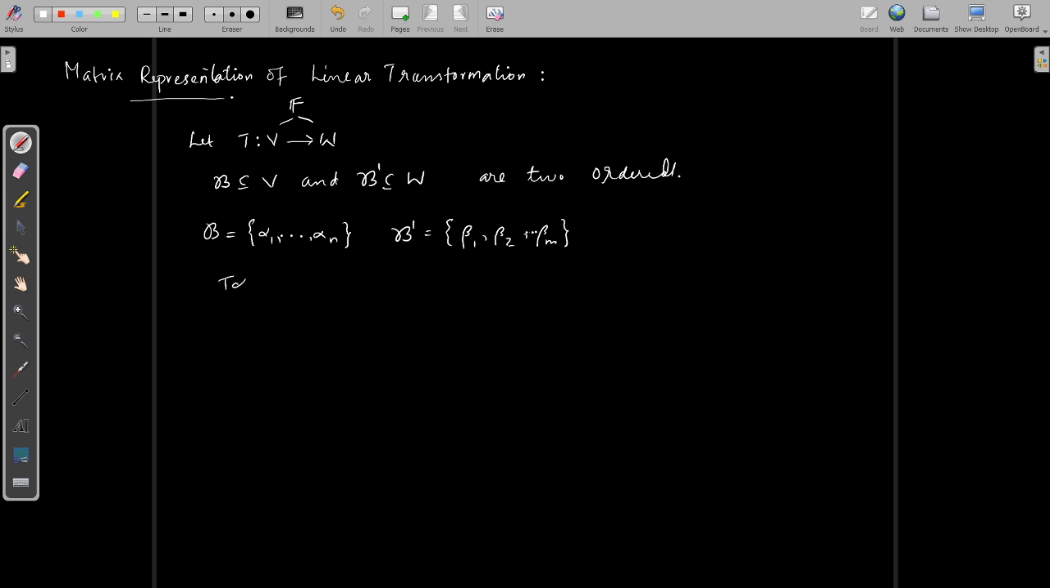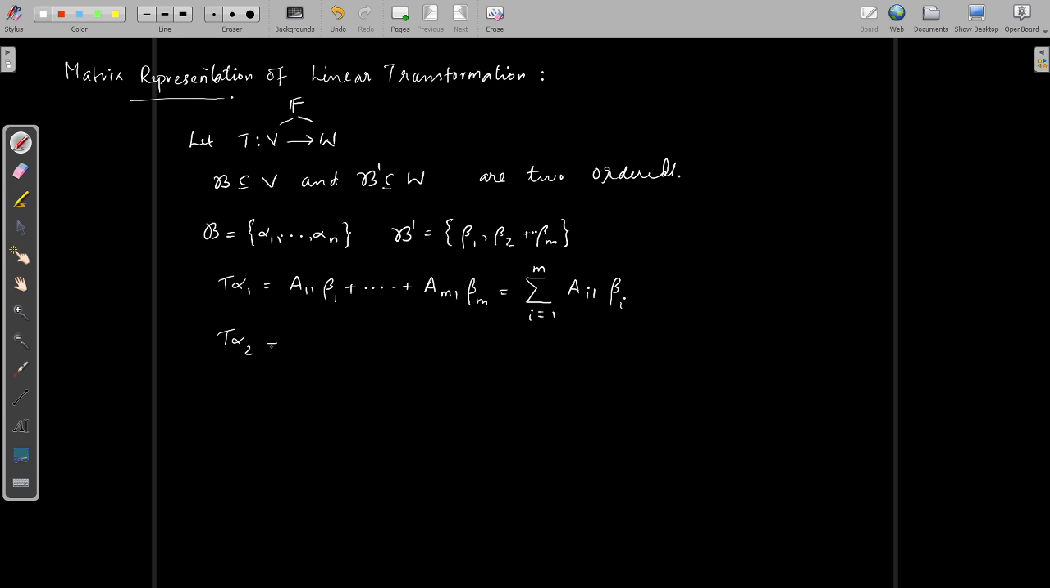First, we write this T alpha 1. Of course, this T alpha 1 is an element of W and B prime is a basis for W. Then T alpha 1 can be expressed as a linear combination of beta 1, beta 2, etc., beta m. So we write T alpha 1 as some a11 beta 1 plus etc. am1 beta m, or we write this as summation i equal to 1 to m ai1 beta i.